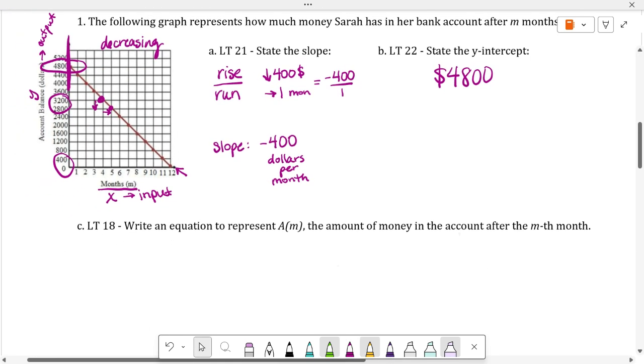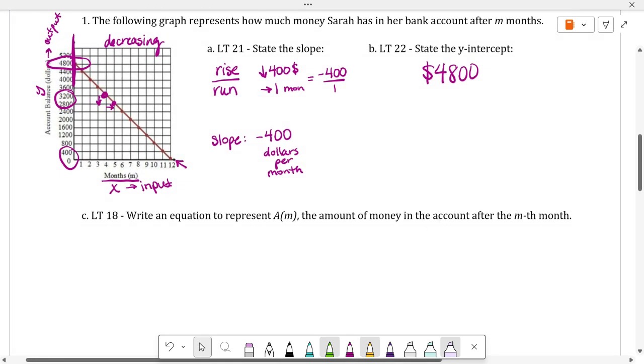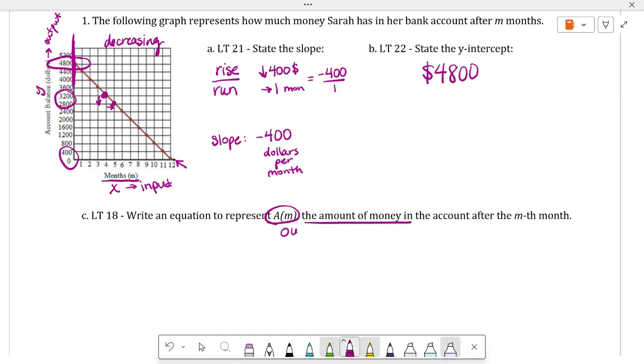Okay. The new part for today is to write an equation to represent A of M, or the amount of money. So that's our output. That's like our Y equals, in the account after the mth month. That's our input, or like where we would normally have X. Okay. Typically when we're doing this, we've got Y equals A plus BX, right? So we would have Y equals our starting value, 4,800, plus our slope, negative 400 times X.